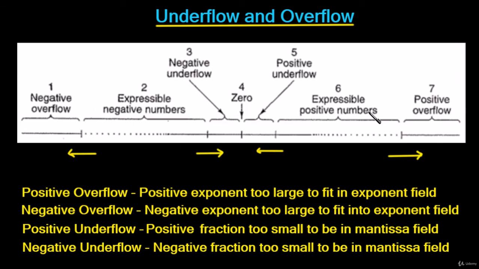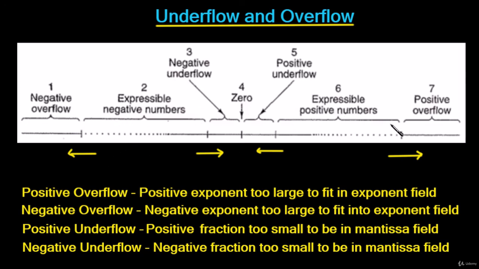But if the positive numbers get too large, then we're going to have a positive overflow. So we have a positive exponent in effect that's too large to fit in the exponent field. And the same for the negative. In this case we've got a negative exponent that's too large to put in the exponent field. The exponent field's only got 8 bits in it. Now we could make a larger number if we have a larger field, so rather than a 32-bit floating point number, we could have a 64-bit floating point number, and we could have a larger exponent field and also a larger mantissa field.